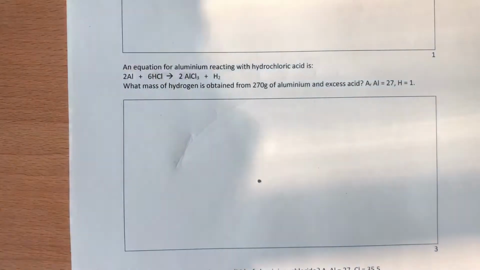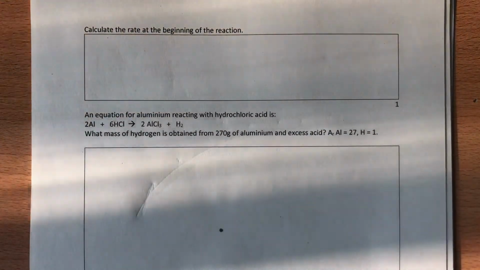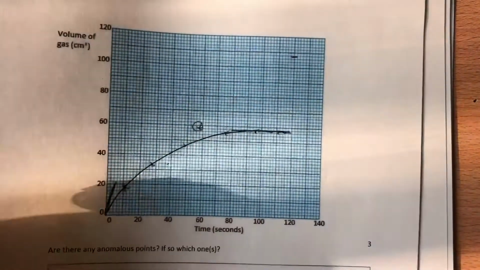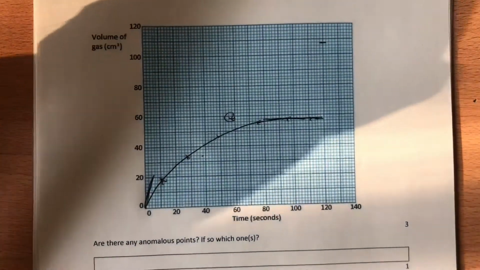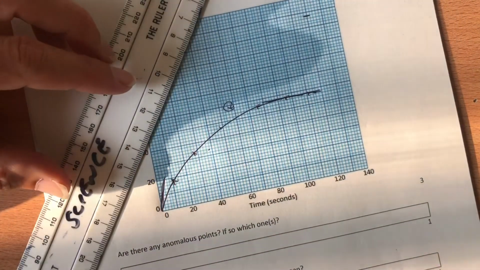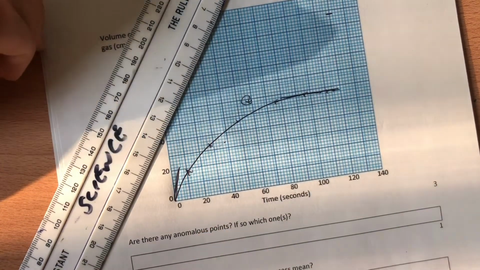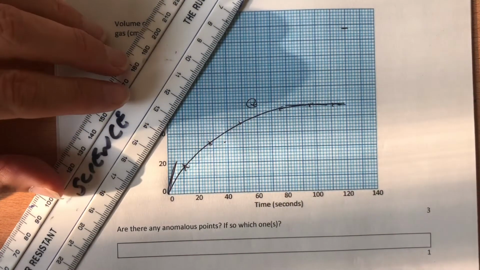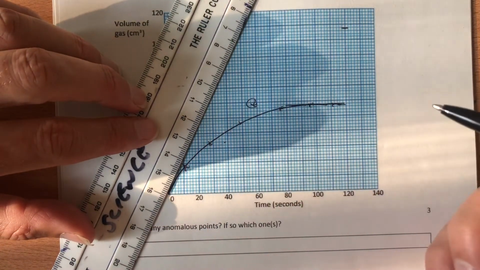Right. Next one, calculate the rate at the beginning of the reaction. Okay, so I've sketched a graph, so I'll do this assuming I'm on my sketch graph. So my answer is not going to be accurate. You need to do it yourself. Right, so rate is equal to the gradient at the start of the curve. Now this is a curve, and we know how to calculate gradients as straight lines.